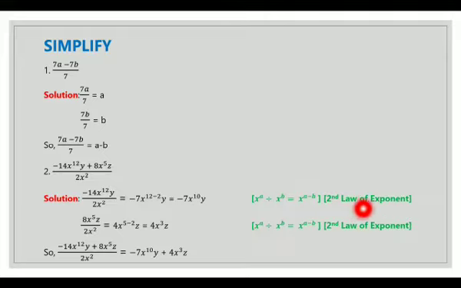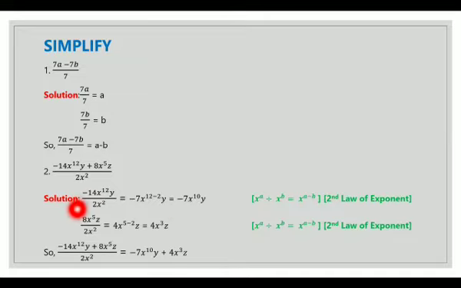So by using the second law of exponent, as it says x raised to a divided by x raised to b equals to x raised to a minus b. In division, we are going to subtract the powers of the exponent. So x raised to 12 minus 2 y, which comes to be 12 minus 2, that is 10. So x raised to 10 y. So the final answer, that is minus 7 x raised to 10 y.